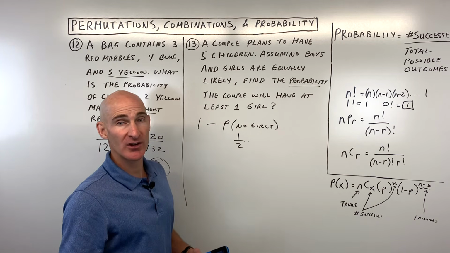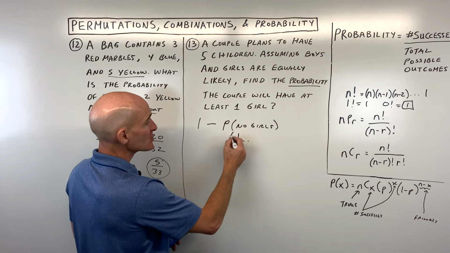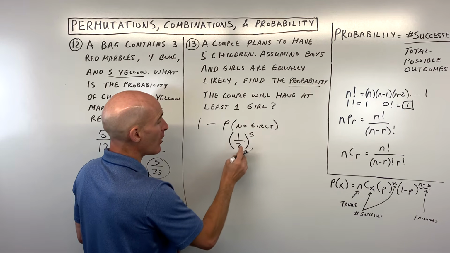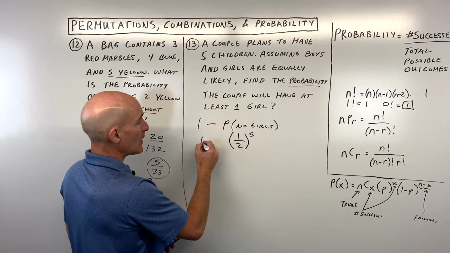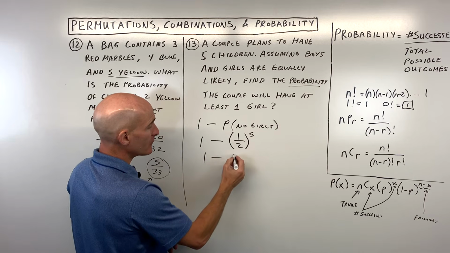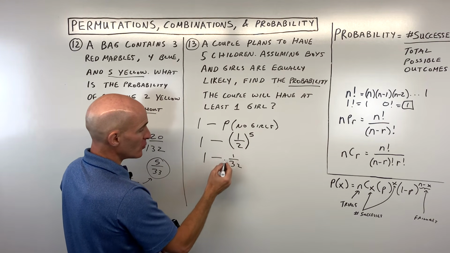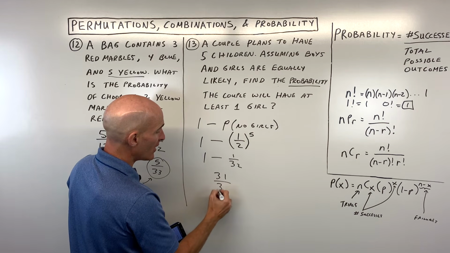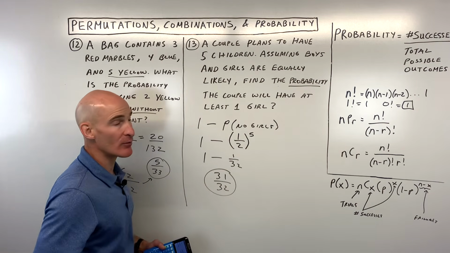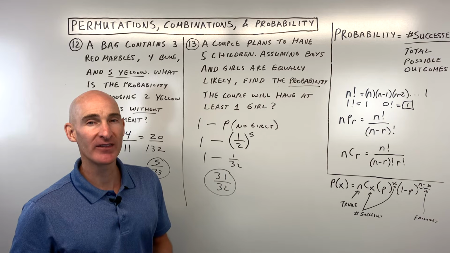1 half, 1 half, 1 half. So that's really 1 half to the 5th power, okay? And we want 1 minus that. So 1 half to the 5th is 1 over 32. 1 is like 32 over 32, minus 1 would be 31 over 32. So that would be your probability of having at least 1 girl.